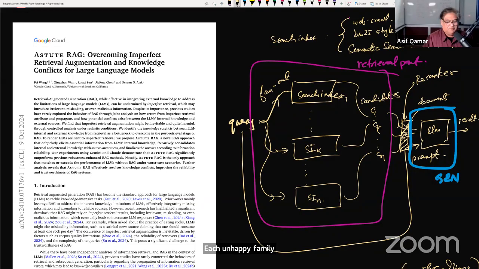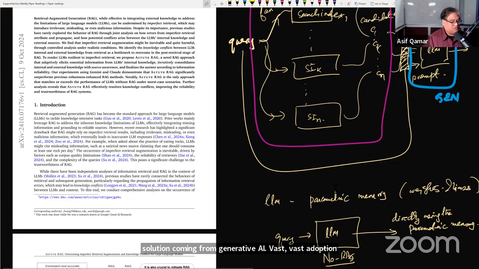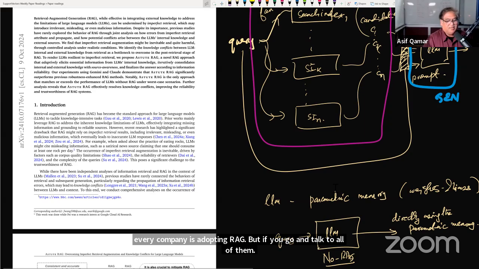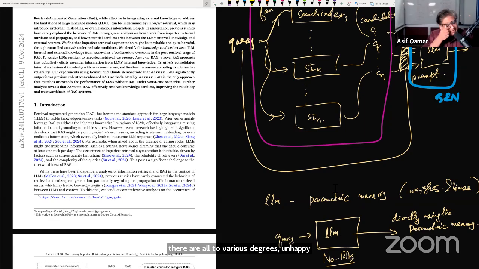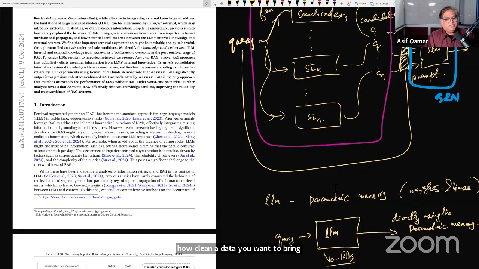To the extent that RAG is being implemented in just about every corporation, every academic institution, everywhere where there is information, it is the poster child of generative AI these days, the most used solution coming from generative AI, vast adoption. So every company is adopting RAG, but if you go and talk to all of them, they are all, to various degrees, unhappy families, because everybody's RAG implementation does leave a lot of scope for improvement. So it is not something that comes without its limitations. But like all things in engineering, it's a compromise. It's a compromise between how much compute you are willing to throw at it, how clean a data you want to bring to it, and what are the extant limitations of the LLM.